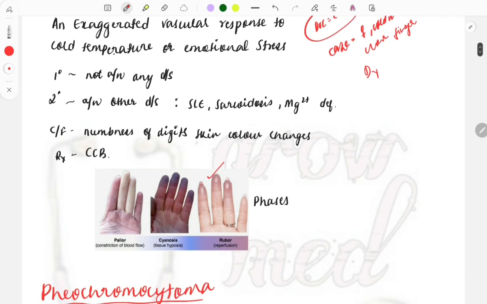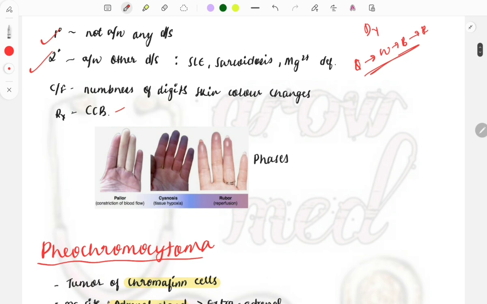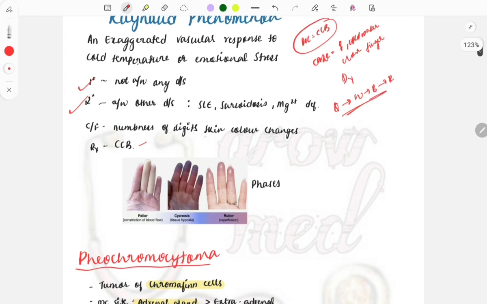Like the finger turned pale, white, then blue, then red. So the question was asked on the sequence also. First it is white, then it turns blue, then it turns red. So this is also a PYQ. So remember the sequence of the changes of finger color. Then classified into primary and secondary, and clinical features we have already described, and also the calcium channel blockers which are the drug of choice.